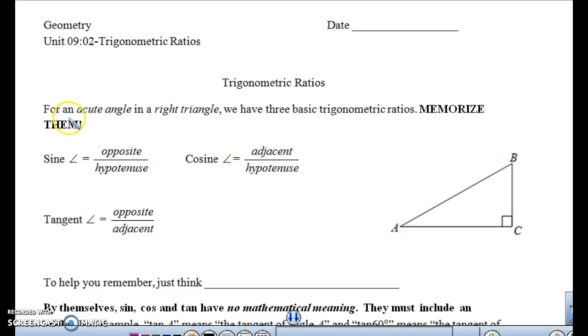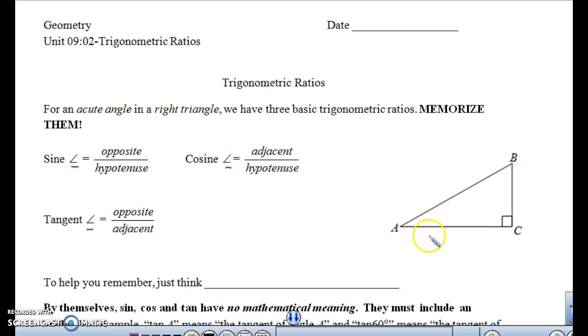So we have, for an acute angle in a right triangle, three basic trigonometric ratios that you need to memorize. So the ratio of the opposite side to the hypotenuse is called sine. So the sine of an angle is opposite over the hypotenuse. The second ratio is the cosine of the angle, which is the adjacent side to the hypotenuse. And the tangent of an angle is the opposite side over the adjacent side. Okay, now remember, when you're doing these, that adjacent and opposite mean opposite whatever angle you have here.